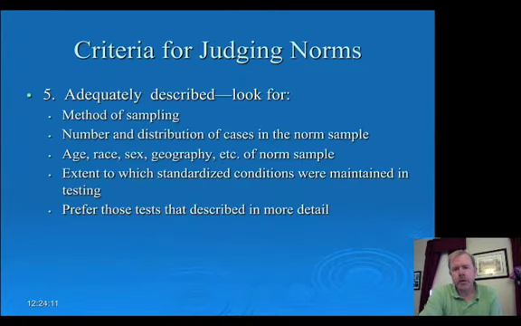Do they adequately describe the norms for the test that you're looking at? What was their method of sampling? Who was in the group? The extent to which different kinds of standardized conditions were maintained during the testing sessions? Tests that provide more detail tend to be better. It's not always true. But if folks are playing fast and loose or are being oblique with the information they provide about the norm group, that's often a good case for not using a test. If you don't know who you're being compared to, it's very difficult to feel confident in interpreting the results that you have about students.